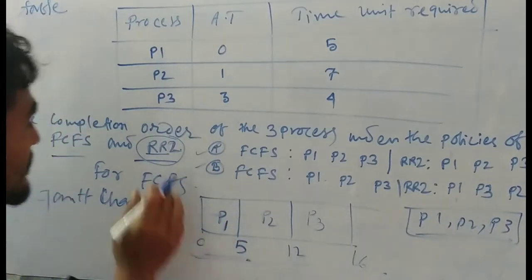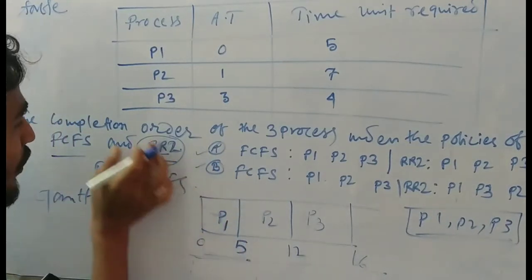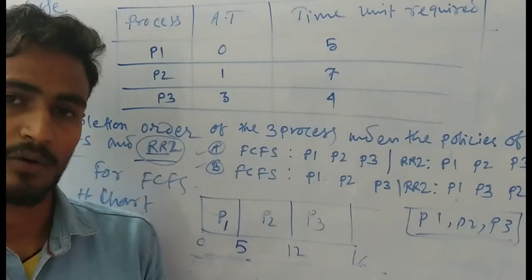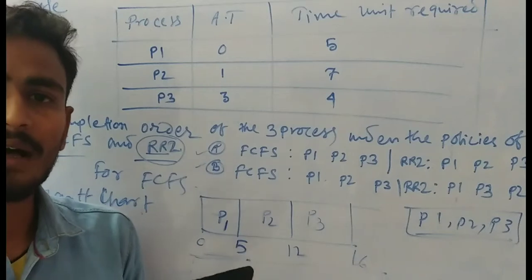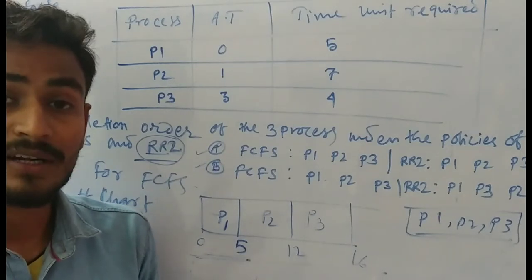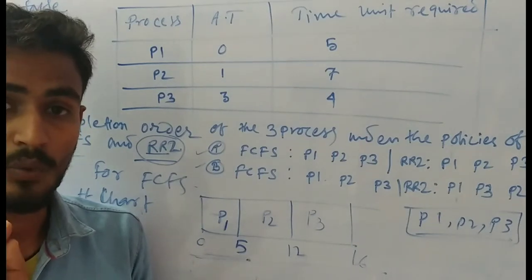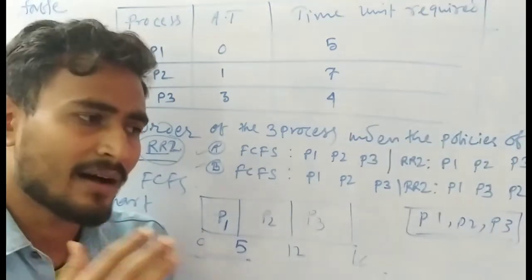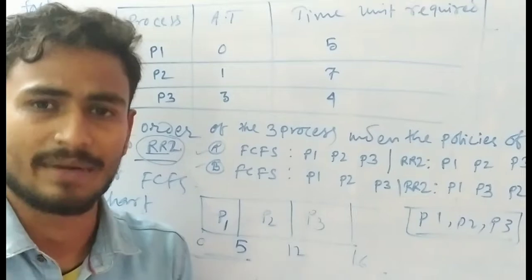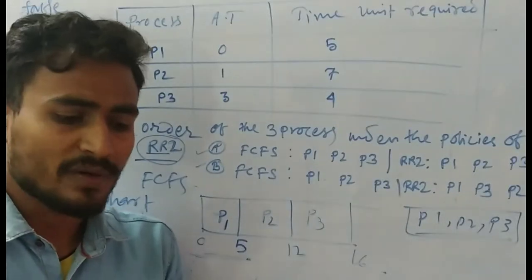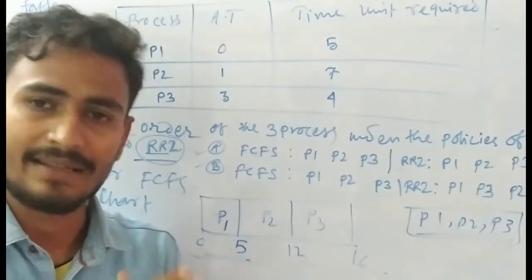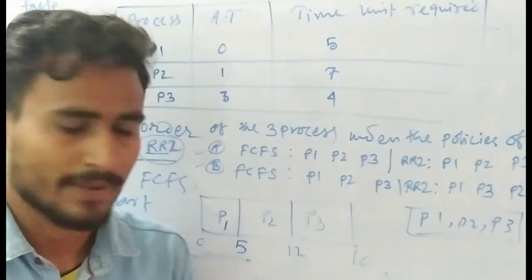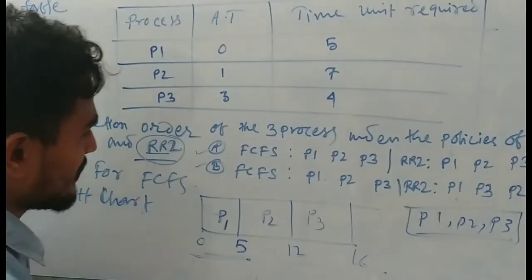Now my question is another: the completion order of the 3 processes with respect to the round robin algorithm, where the quantum time is 2. First of all, the round robin algorithm is cyclic in nature, and context switching is performed in this case because its mode is preemptive.